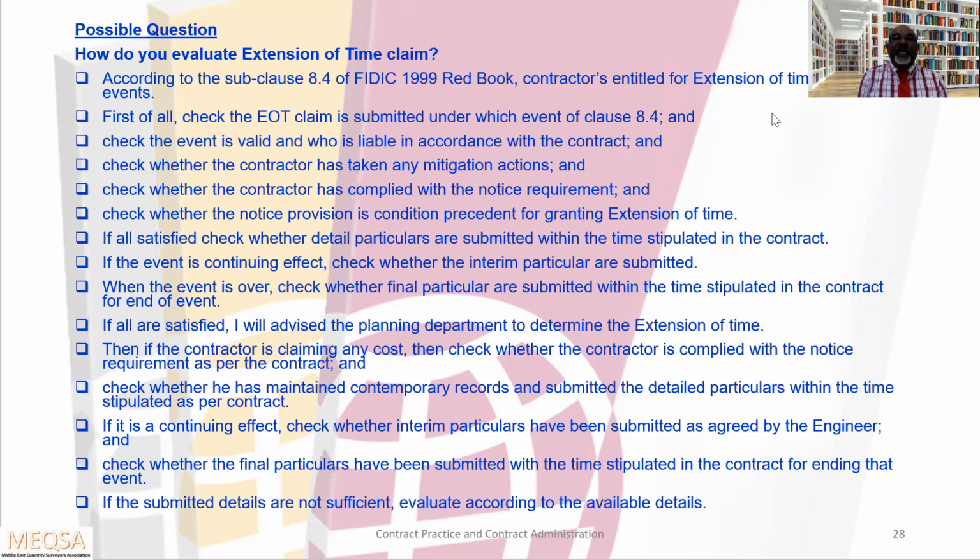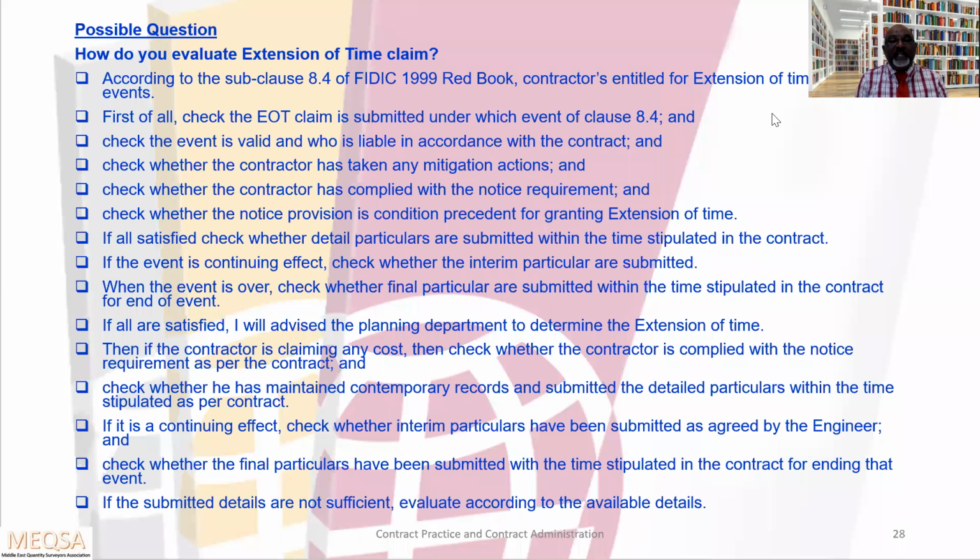First of all, check the EOT claim is submitted under which event of subclause 8.4. Check the event is valid and who is liable in accordance with the contract. Check whether the contractor has taken any mitigation actions. Check whether the contractor has complied with the notice requirement. These are the steps you have to explain to the panel. Check whether the notice provision is a condition precedent for granting extension of time.